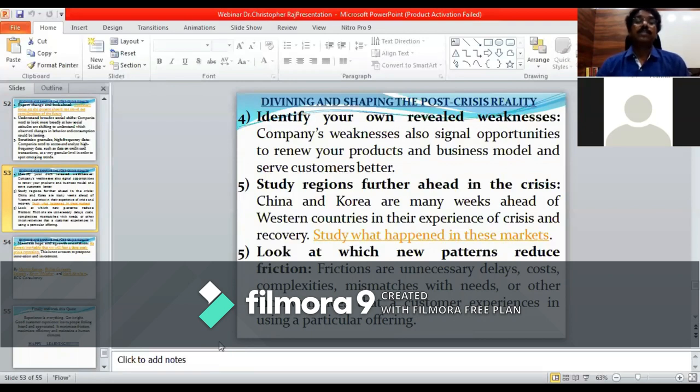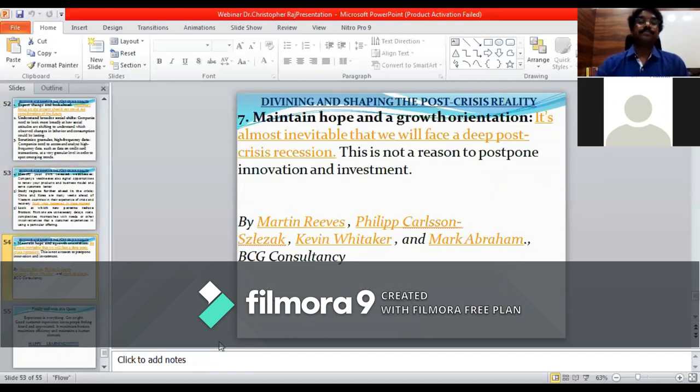Fifth point, study regions further ahead in the crisis. China and Korea are many weeks ahead of Western countries in their experience of crisis and recovery. Study what happened in these markets. Look at which new patterns reduce friction. Frictions are unnecessary delays, costs, complexity, mismatch with needs and other inconveniences that a customer experiences in using a particular offering.